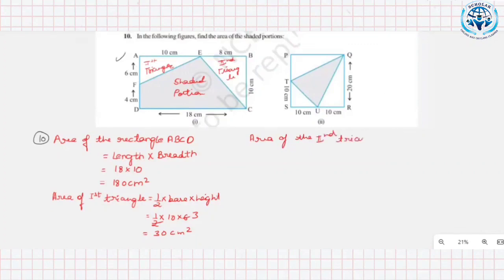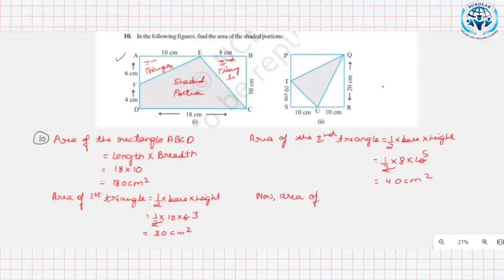Now the area of the second triangle. Here the base is 8 centimeter and the height is 10 centimeter. 2 5s are 10, 8 5s are 40. 40 centimeter square is the area of the second triangle.